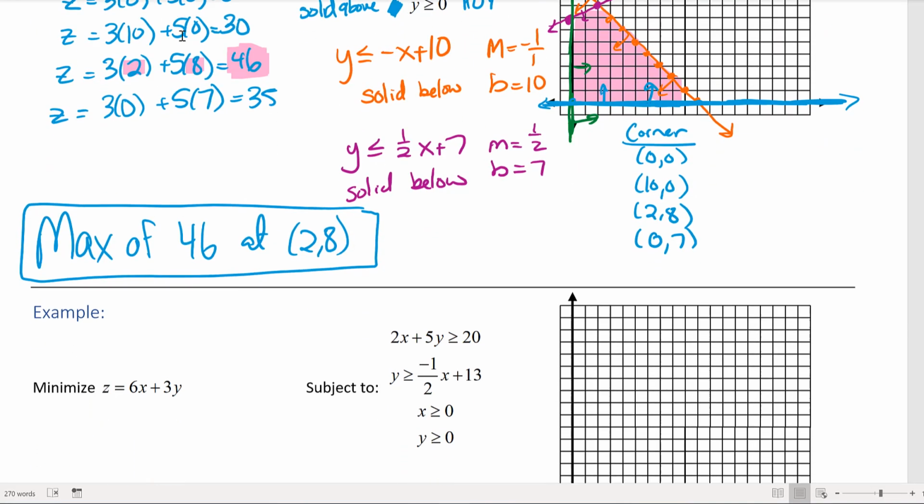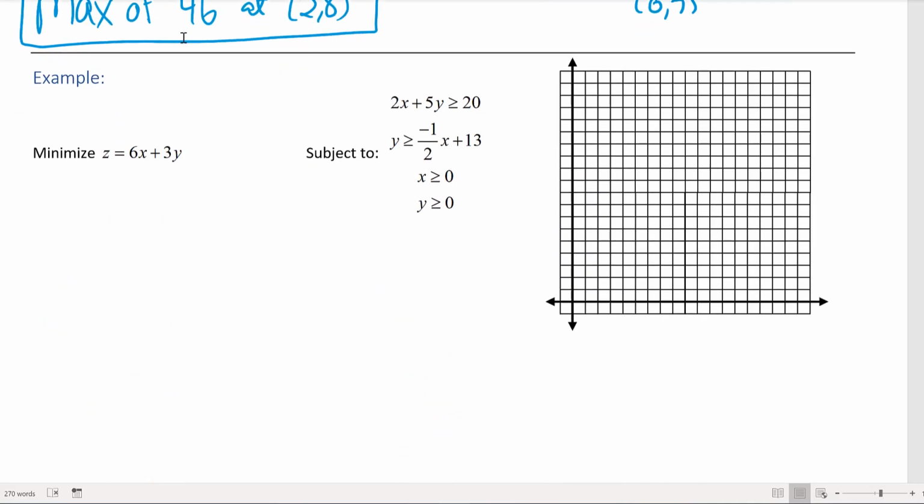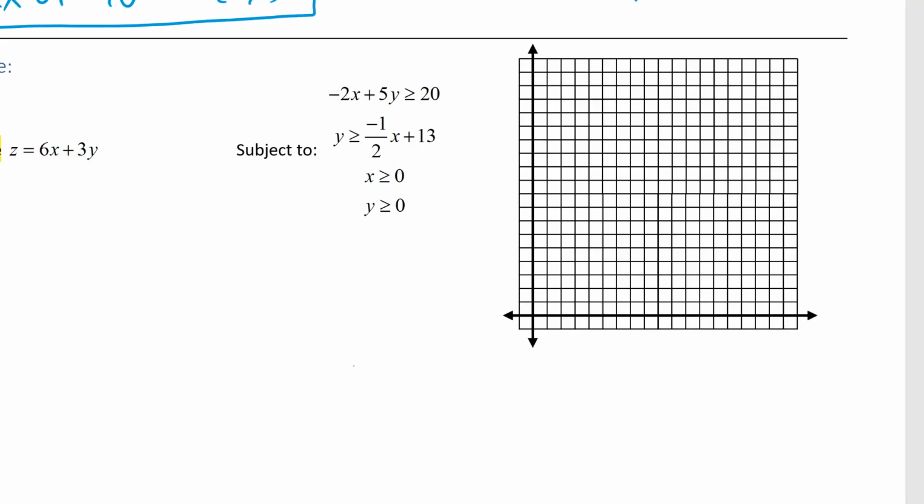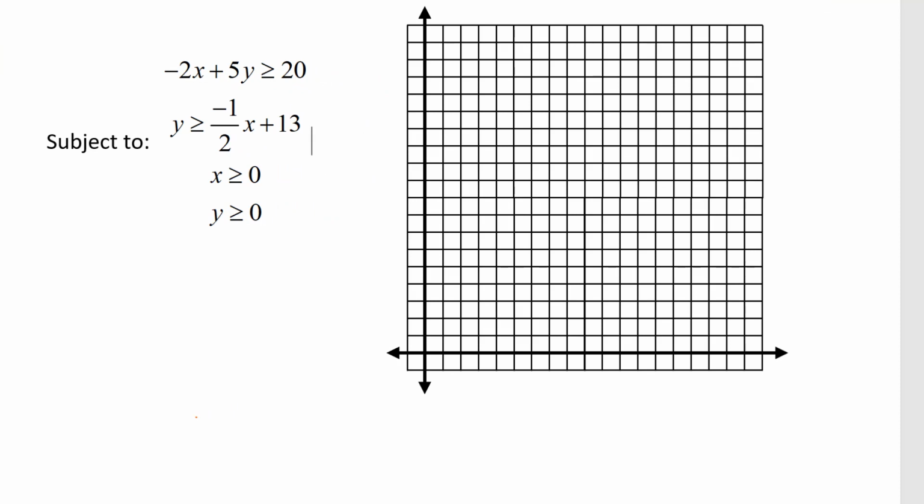For our next problem, we have some more constraints here, and we're trying to minimize this time. Okay. So we want the smallest number from the optimizing function. I have 4 constraints. The first constraint I'm going to do in purple. So that's negative 2x plus 5y is greater than or equal to 20.